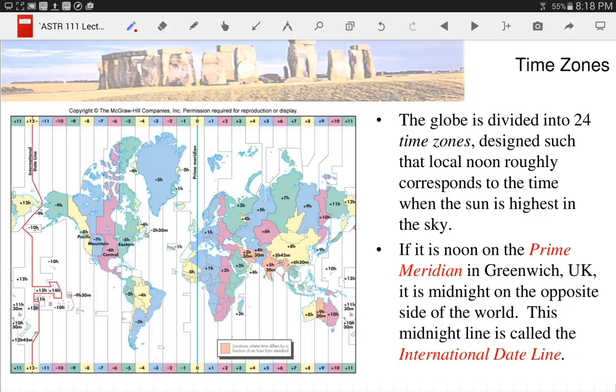Time zones. Why do we have time zones? Because we don't want the sun setting at noon. We want noon to be when the sun is passing your meridian, plus or minus about an hour and a half. And so we have these different time zones.